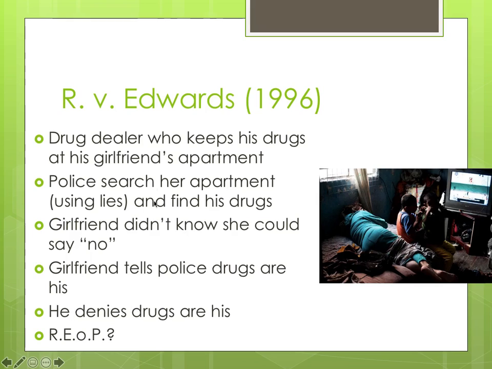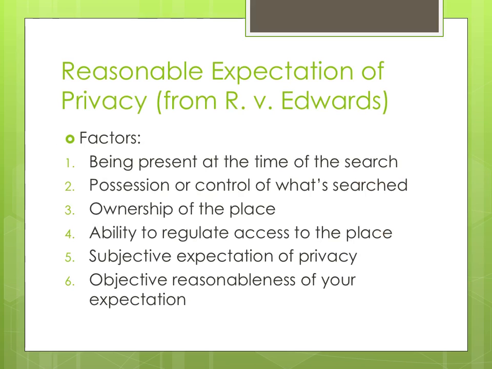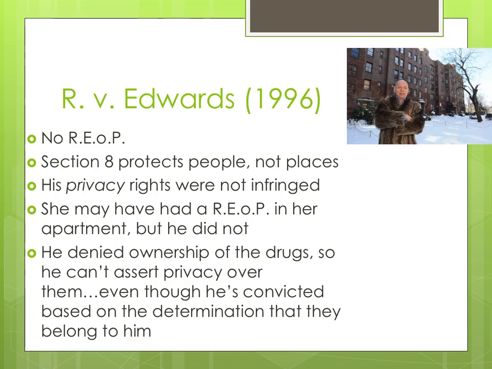And the question in this case, because it's all about the search, is that a search only exists if there's a reasonable expectation of privacy. So the question became, was there a reasonable expectation of privacy here? And remember, this is the case where they introduced those 6 factors: being present, possession or control, ownership of the place, ability to regulate access, subjective belief, objective reasonability of that belief. And they decided in this case that there was no expectation of privacy.